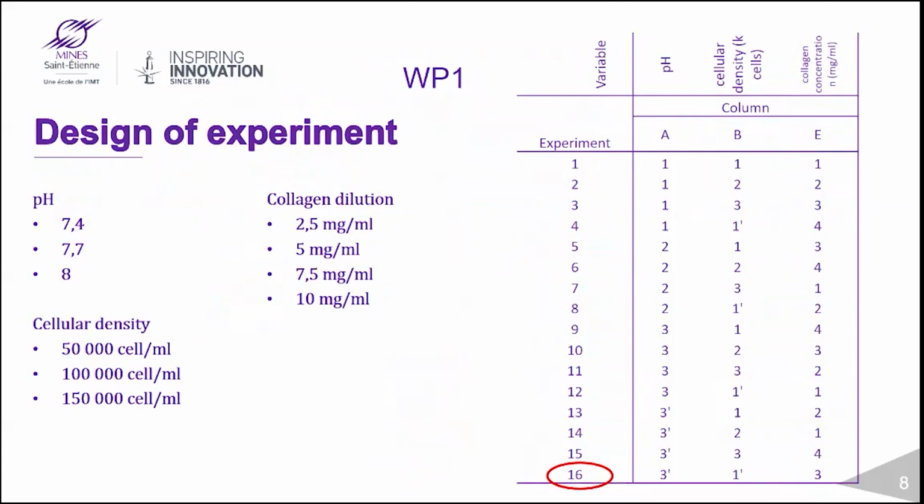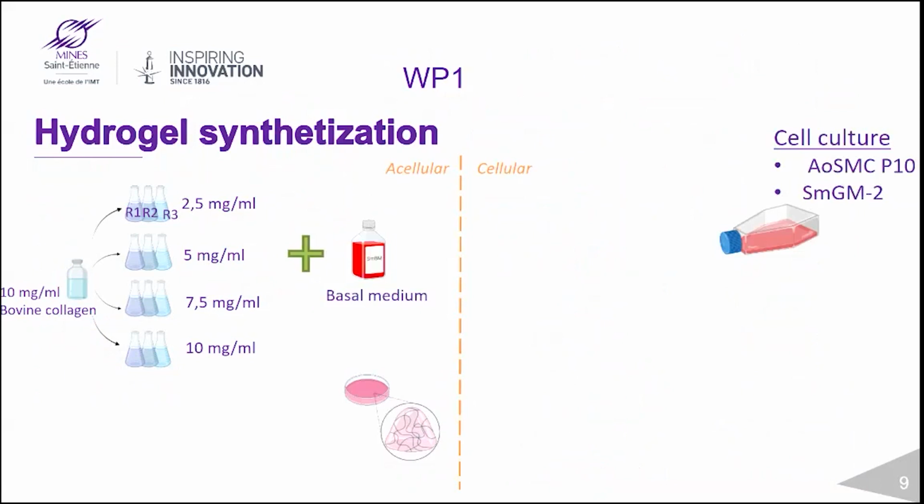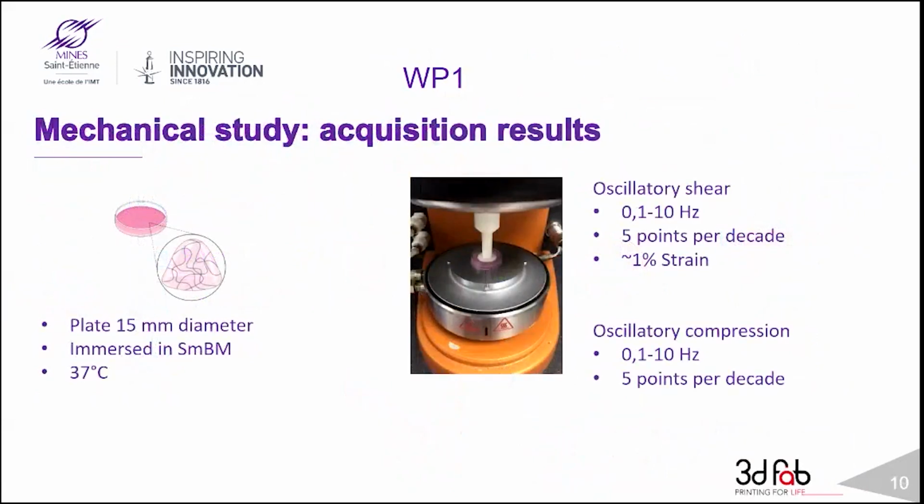So this resulted in 60 tests. And as I said, in order to limit the variation in the dilution, we used 3 different repetitions coming from the same batch. We added culture media for the acellular gel, and we used cells at pH 10 for the seeded hydrogel. Mechanical tests were performed at the 3D Fab Lab in Lyon, and we tested the hydrogel in shear and compression over a 2-decade range.